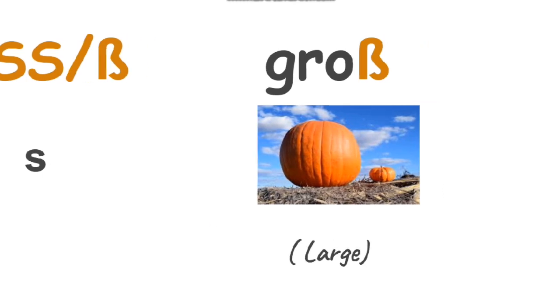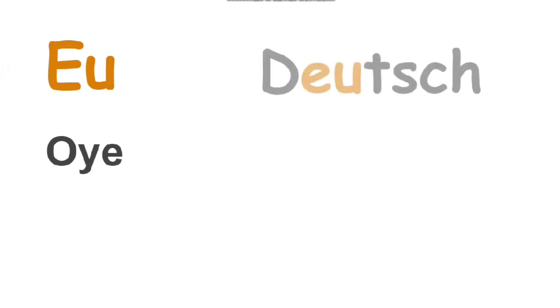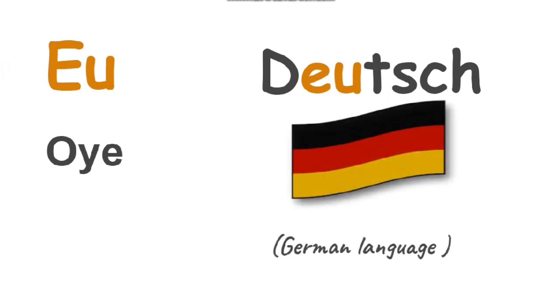The next combination is ß, or sharp S, which sounds as S. Groß, which means large. Let's continue with the 14th combination, that is EU, which sounds as oy. Deutsch. The German language is called Deutsch.